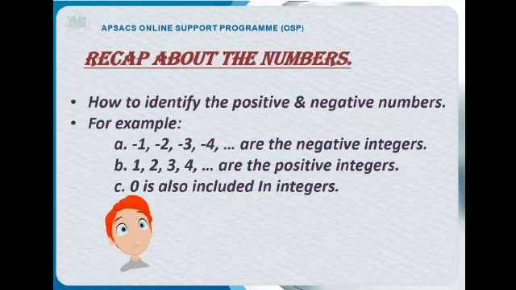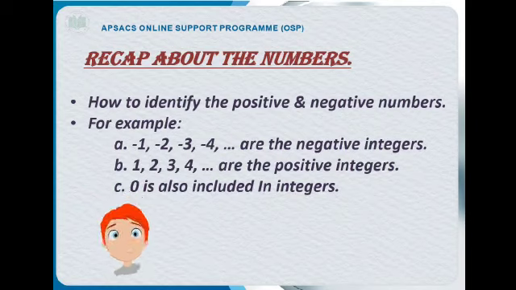This is the slide recap about the numbers, that is, how to identify the positive and negative numbers. For example, -1, -2, -3 and -4 and so on are the negative integers. 1, 2, 3, 4 and so on are the positive integers. But 0 is also included in integers. So how can we conclude this? The negative numbers, the positive numbers and also 0 are included in the integers family. Right, students?